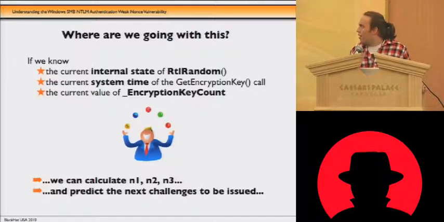So if we know the internal state of the RtlRandom function, the current system time, and also the value of the encryption key count, we can calculate all the numbers returned by the RtlRandom function, and we can predict the challenge to be issued in the future. So I will explain the RtlRandom function in detail.